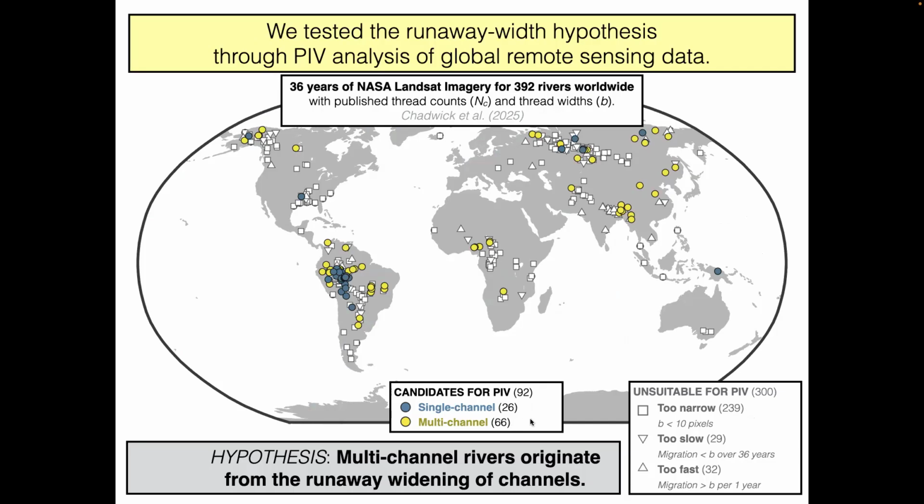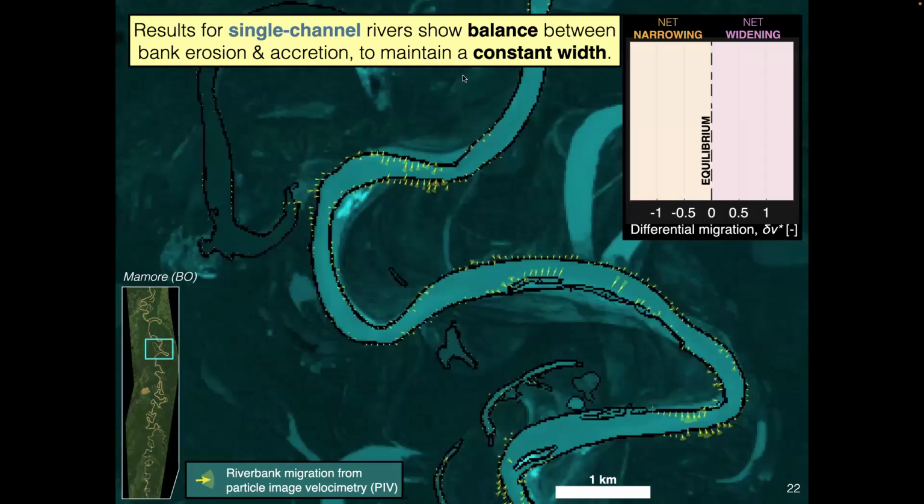And so I'm going to briefly walk you through some of our results here, starting with the Mamore River in Bolivia. This is a single channel river and it shows the signal of balance between bank erosion and accretion that helps it maintain a constant width.